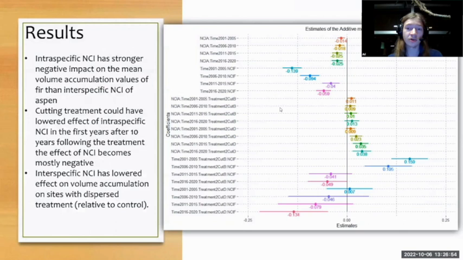Yes, okay. So here I plotted the estimates of this model, the important estimates, not all of them. And these are basically the results. We can see here that interspecific NCI has a stronger negative impact. This was expected, as interspecific competition has a more negative impact on the growth rates of trees than the competition index of aspen for fir, and also the cutting treatment.